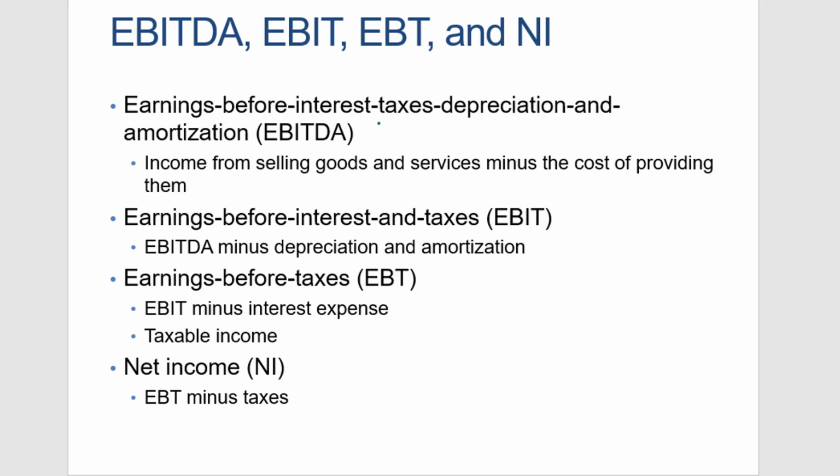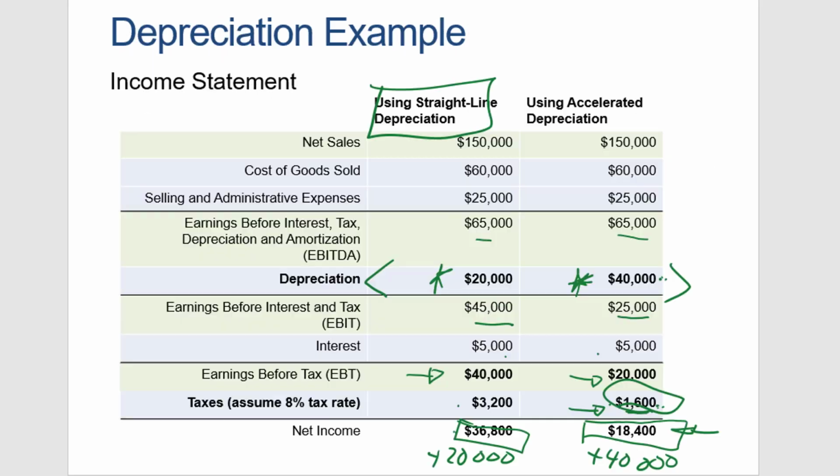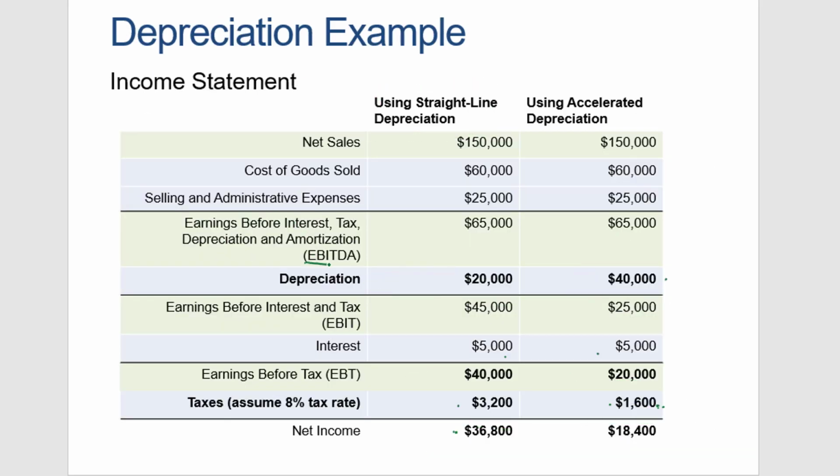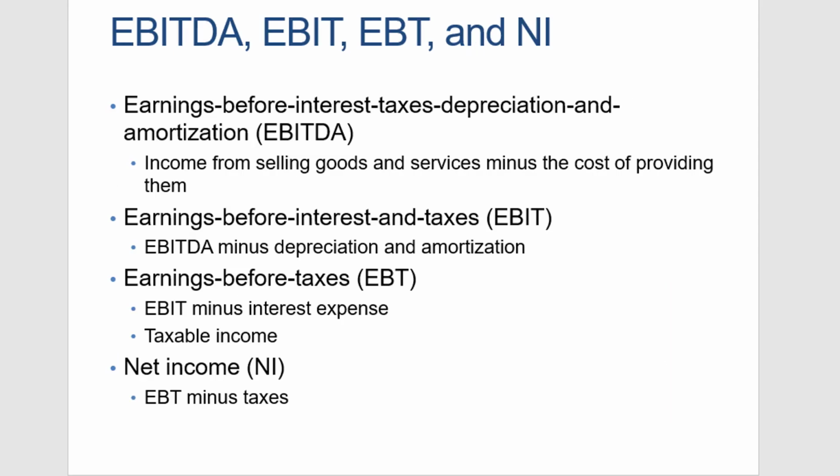Your earnings before interest, tax, depreciation, and amortization, that's the money we get from selling goods and services minus the cost of providing them. If we look at an actual income statement, you can see your EBITDA, your earnings here, is your net sales minus your cost of goods sold minus those selling and admin expenses. And then your earnings before interest and tax.